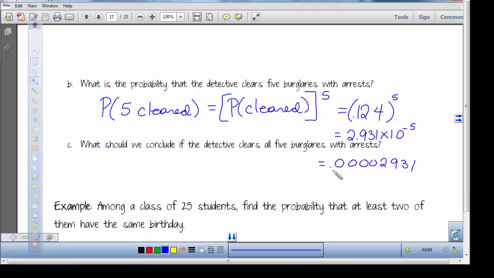In part C, it says, what should we conclude if the detective clears all 5 burglaries with arrest? Well, what we calculated was that would be highly unusual. If this detective was able to do that, then we could say he's exceptional. He did something that was not very likely to be done. And so it might be fitting to give him a promotion or a raise because he was able to do what was clearly not commonly done.